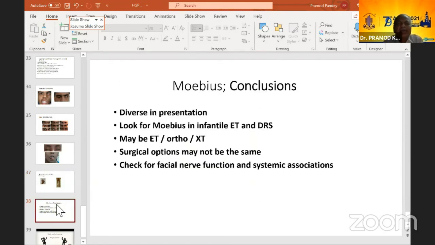Now Mobius conclusions: diverse in presentation, look for Mobius in infantile esotropia and DRS, maybe esotropia mostly. You can also have an ortho or exo Mobius syndrome. Surgical options may not be the same, because here the problem is different. The sixth nerve is affected, and MR may also be contractured. So you can't treat it like an infantile ESO. Check for facial nerve function and systemic associations.